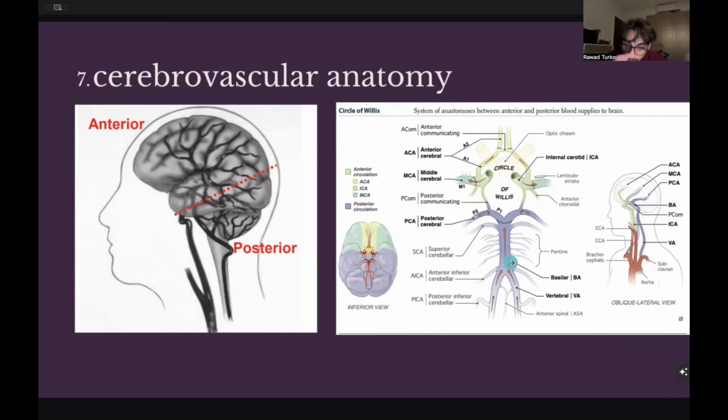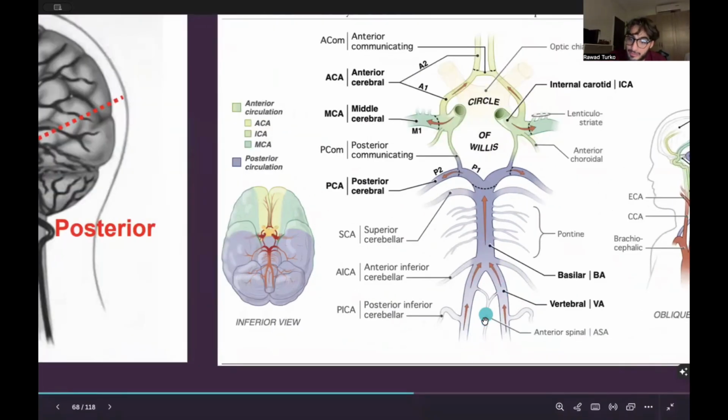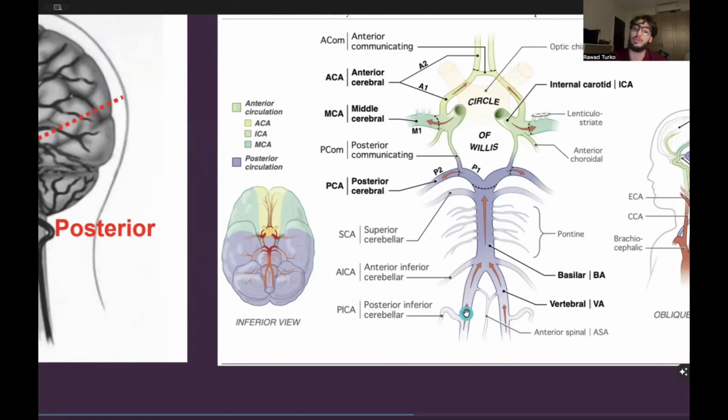Okay, so if we work our way up, we have the vertebral arteries here that are going to give off this branch called the PICA, obviously, which we know supplies the lateral medulla. And also, it's going to give off this branch that goes down midline, called the anterior spinal artery, which supplies the medial medulla and also goes down and supplies parts of the spinal cord.